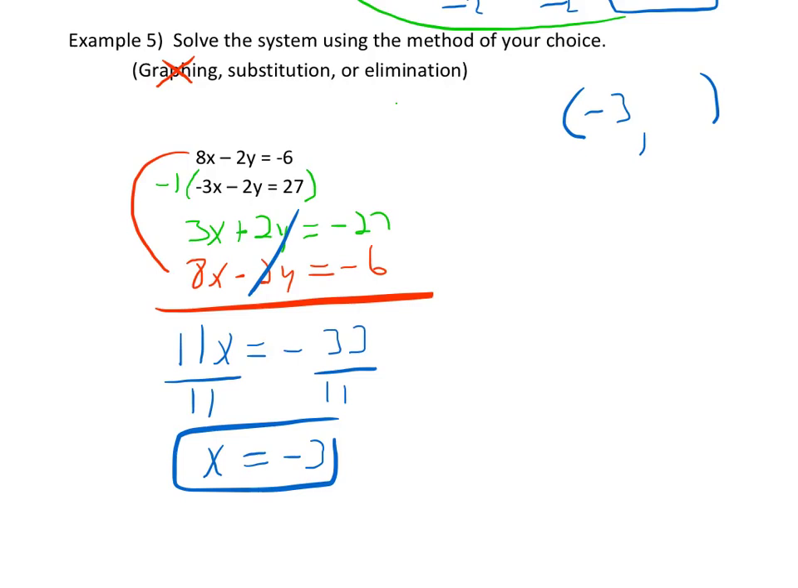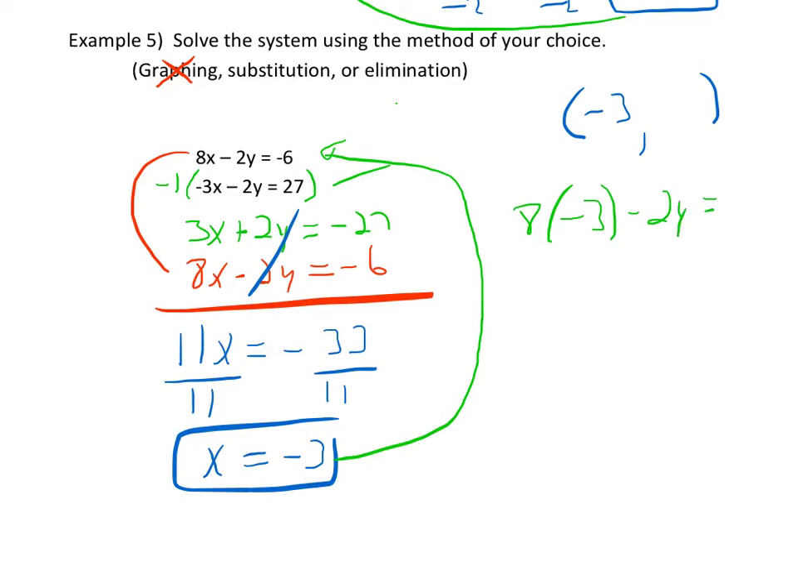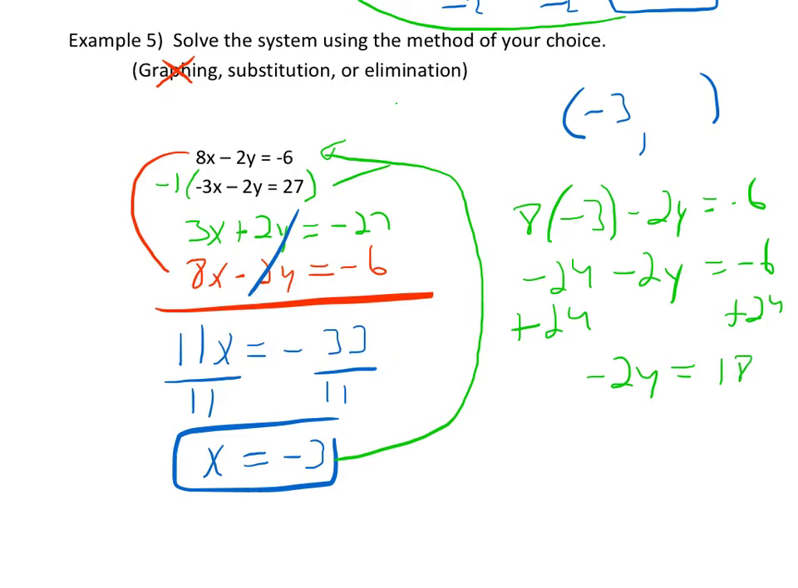In finishing, I'll take that and plug it into one of the two equations. I'm going to pick the top one, and I have 8. Now it's my x value that I have, so I've got to make sure I plug that into the x variable. Minus 2y equals negative 6. So negative 24 minus 2y equals negative 6. I add 24 to both sides, and I get negative 2y equals 18. Divide by negative 2, and y equals a negative 9.